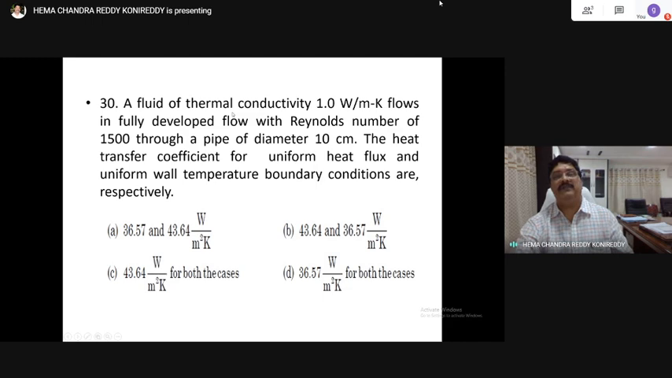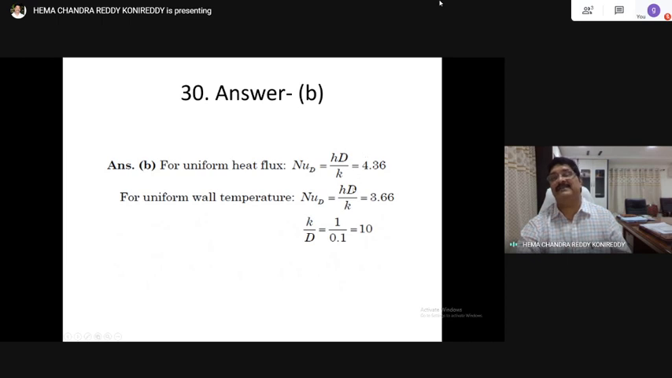A fluid of thermal conductivity 1 watt per meter Kelvin flows in a fully developed flow with Reynolds number of 1500 through a pipe of diameter 10 centimeters. 1500 means it is laminar. For a uniform, constant heat flux, laminar, Nu is equal to 4.36. And for uniform wall temperature, Nu is equal to 3.66. So you calculate both of them. Straight away, Nu is equal to hD by K. You can calculate h in both cases.